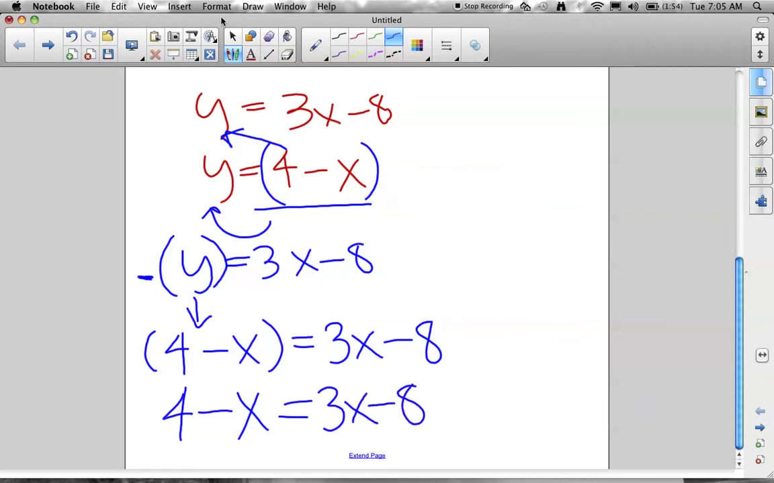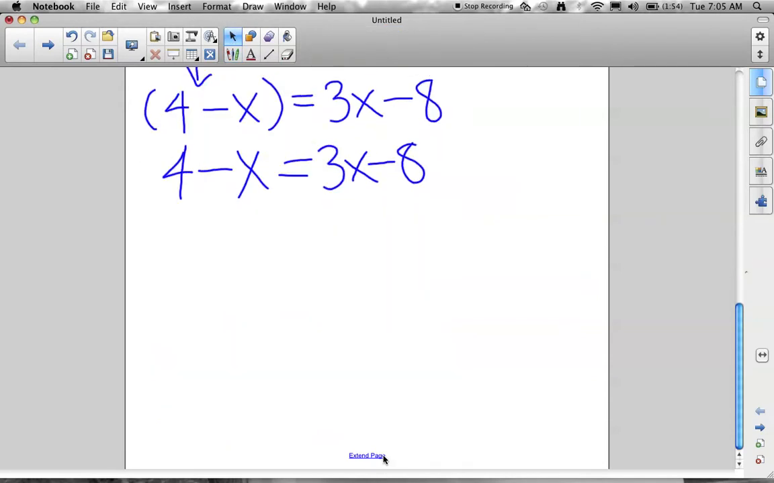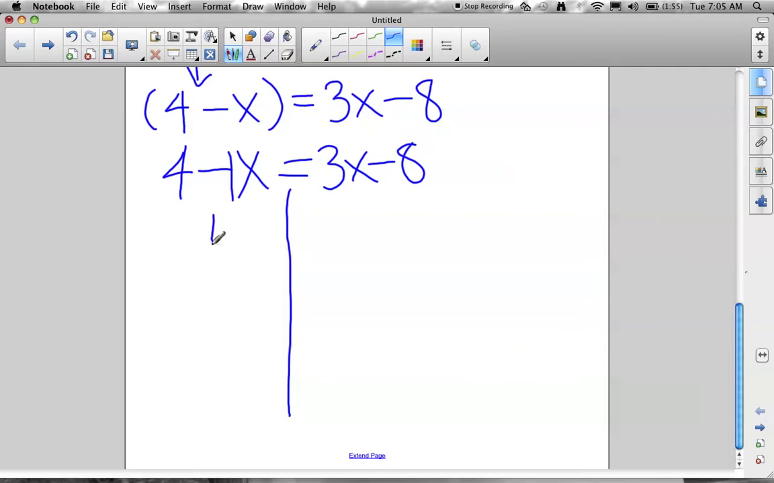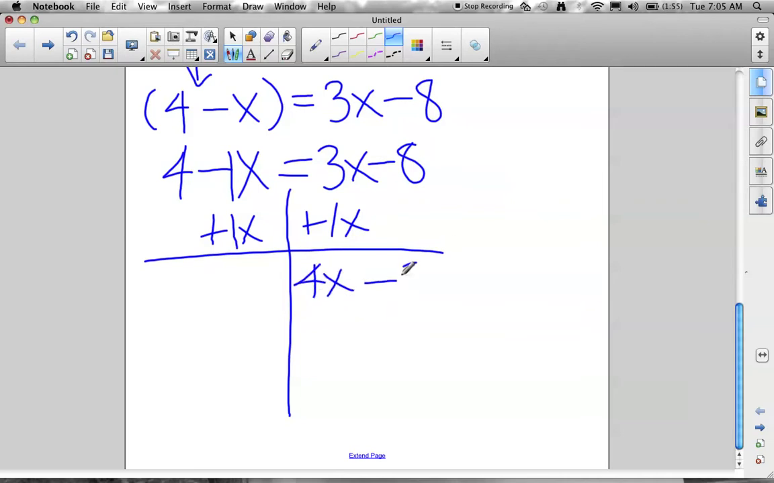So now, what do we have? We just have a multi-step equation. Nothing to be overly concerned about. You're just going to solve. So I'm going to move the smaller x, this negative 1x here, by adding 1x to both sides. I'm going to be left with 4x, subtract 8, and on this other side here I still have my positive 4.